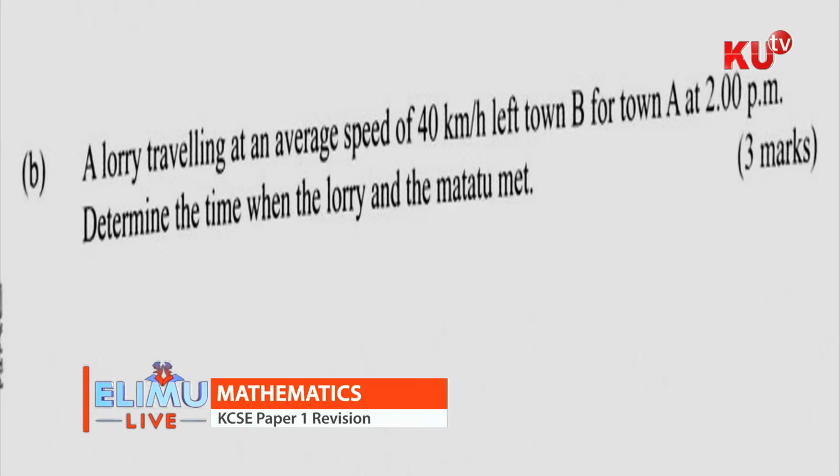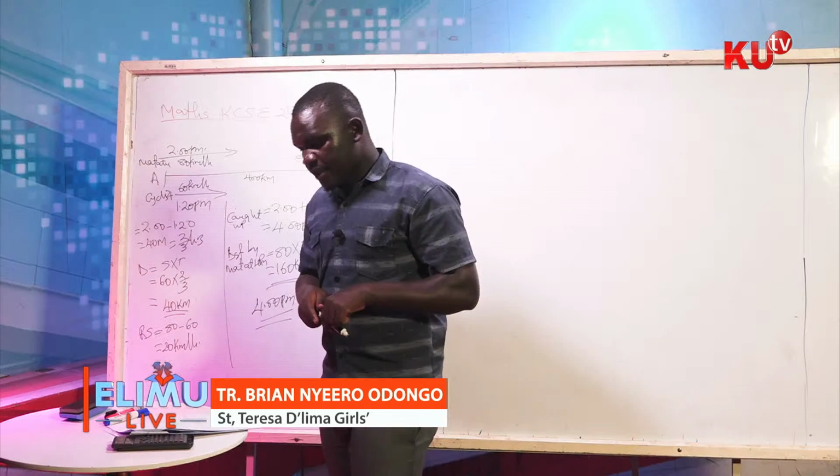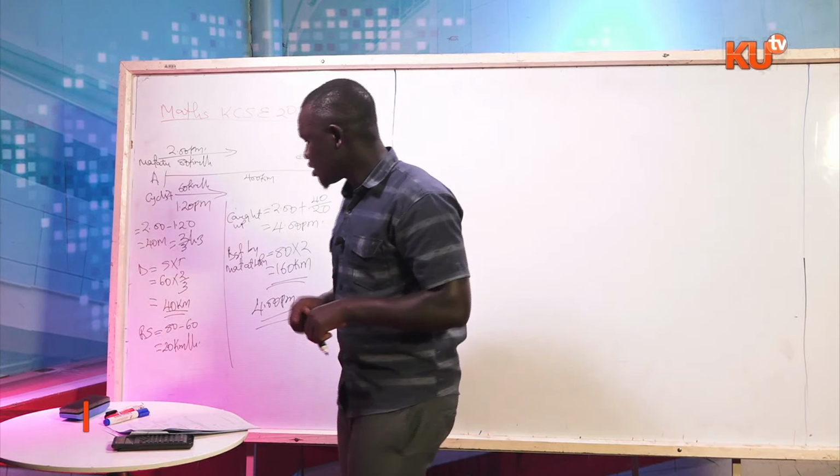A lorry traveling at an average speed of 40 kilometers per hour left town B for town A. So we have a lorry. It is moving at a speed of 40 kilometers per hour. Remember that the distance from A to B was 400 kilometers. Determine the time when the lorry and the matatu met.